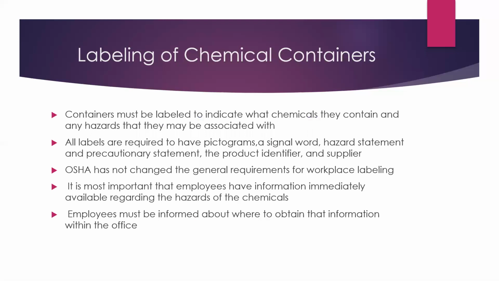Okay, the labeling of chemical containers. Containers have to be labeled to indicate what chemicals they contain and any hazards that they may be associated with. All labels are required to have the pictograms like we mentioned, a signal word, a hazard statement, a precautionary statement, the product identifier, and the supplier. OSHA has not changed the general requirements for workplace labeling. It's important that employees have the information immediately available. Again, I cannot stress enough the reason why it has to be immediately available in case something hazardous happens, or if there's an emergency. Employees must be informed about where to obtain that information within the office.